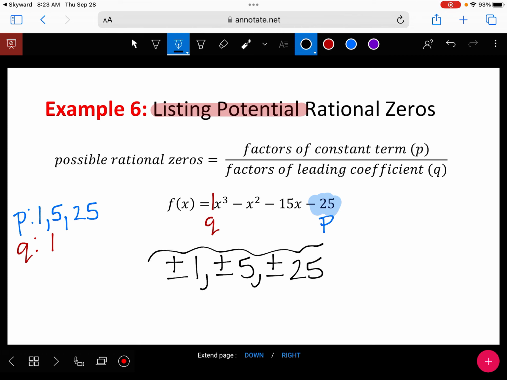On the test, if it says list the possibilities or the potential, that's what it is. So even though this function only has 3 answers, we have 6 possible solutions. It could be positive and negative 1, it could be positive and negative 5, or it could be positive or negative 25. So after we're going to do one more, and then we'll actually start finding what those zeros are.